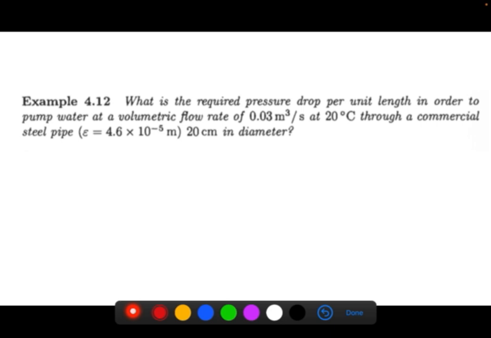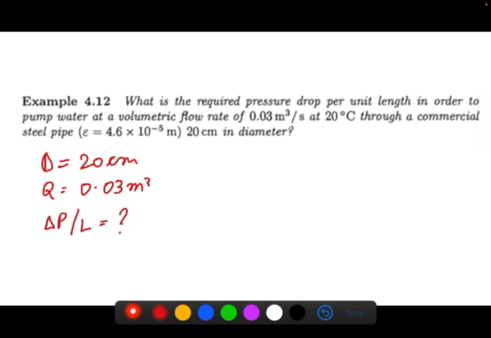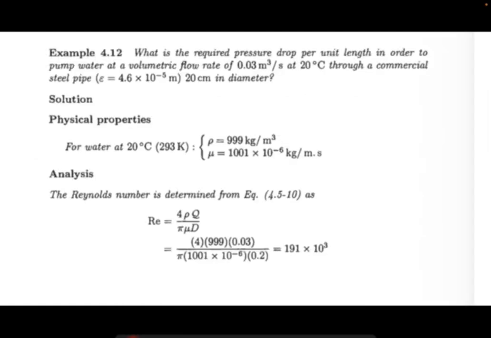Here the diameter is given as 20 centimeter. Volumetric flow rate is given as 0.03 meter cube. Here we have to calculate the pressure drop per unit length. So let's get into it.